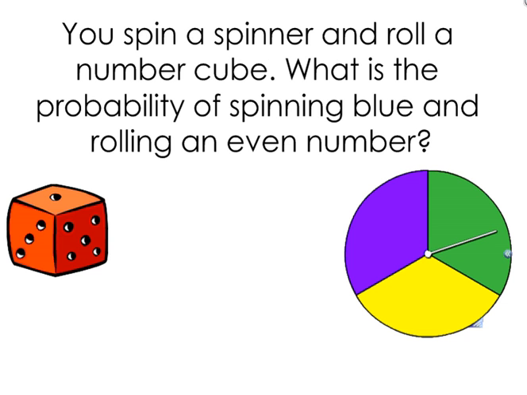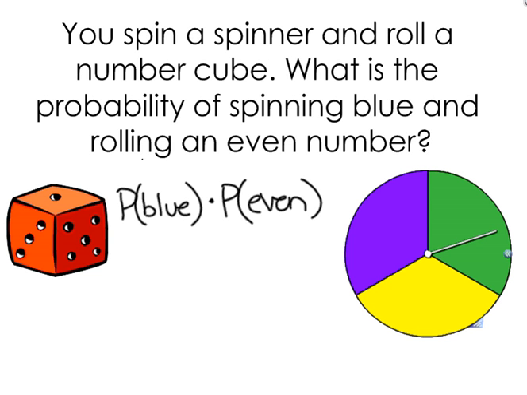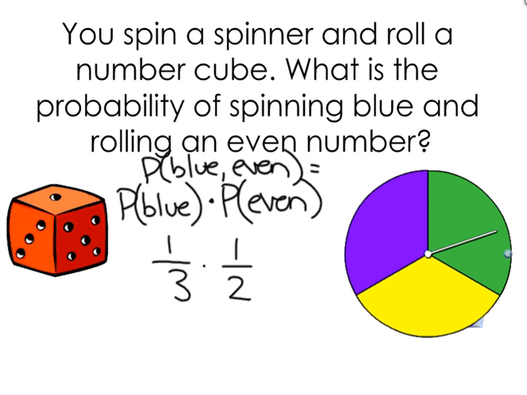Okay, next you spin a spinner, and then you roll a number cube. What's the probability of spinning blue, and then rolling an even number? So the probability of blue multiplied by the probability of even is going to give us the probability of blue and an even together. So just getting a little bit more mathematical, the probability of blue is going to be 1 out of 3. The probability of rolling an even number would be 3 out of 6, or 1/2. And so the probability that both of those things happen together would be 1 out of 6.